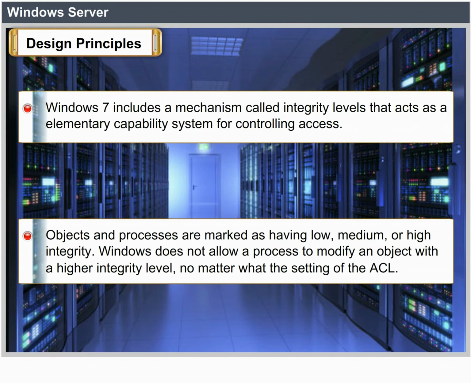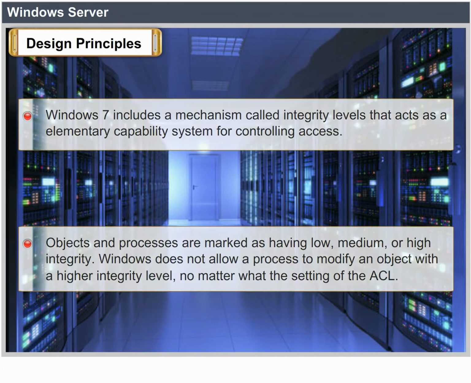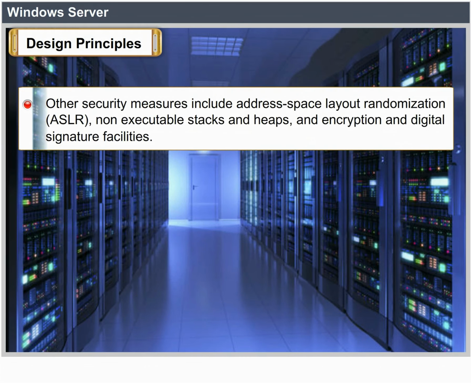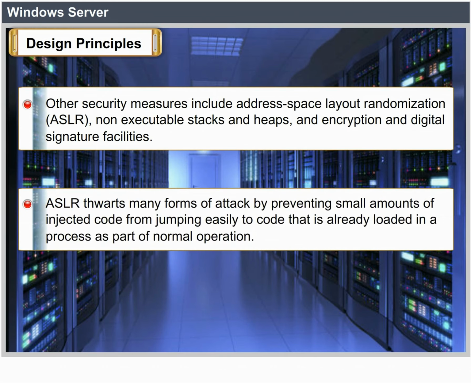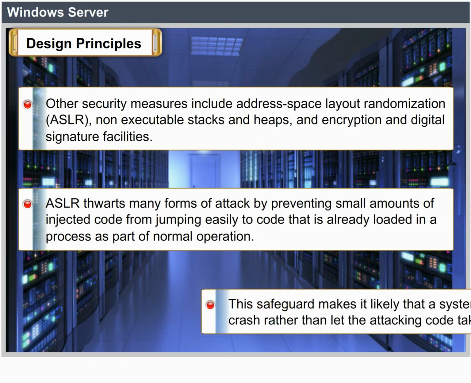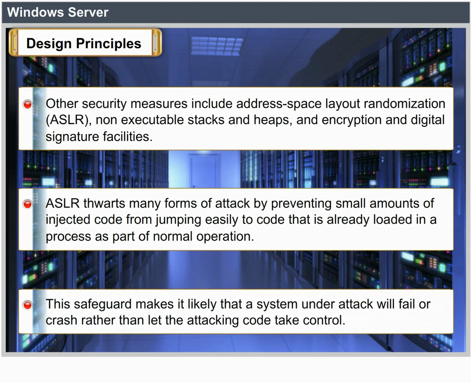Other security measures include address space layout randomization, ASLR, non-executable stacks and heaps, and encryption and digital signature facilities. ASLR thwarts many forms of attack by preventing small amounts of injected code from jumping easily to code that is already loaded in a process as part of normal operation. This safeguard makes it likely that a system under attack will fail or crash rather than let the attacking code take control.